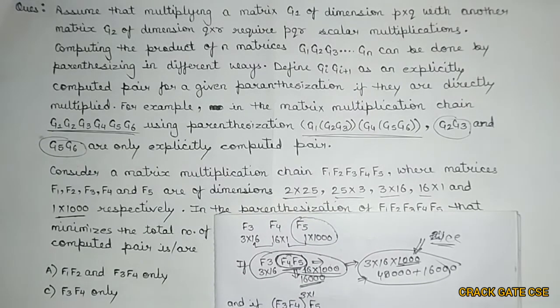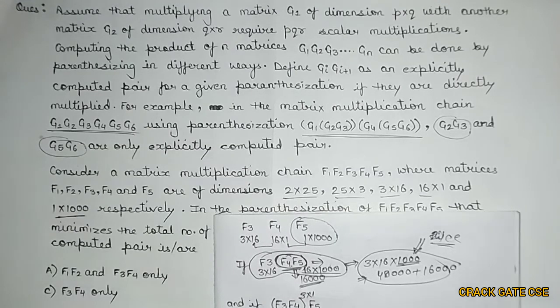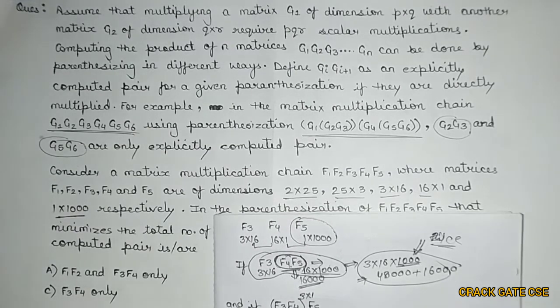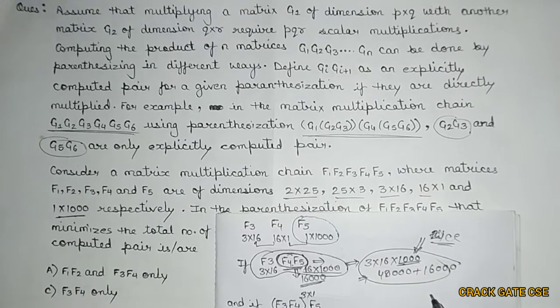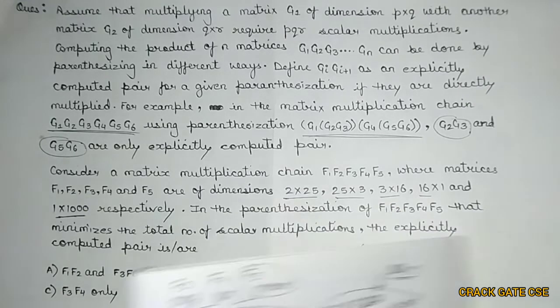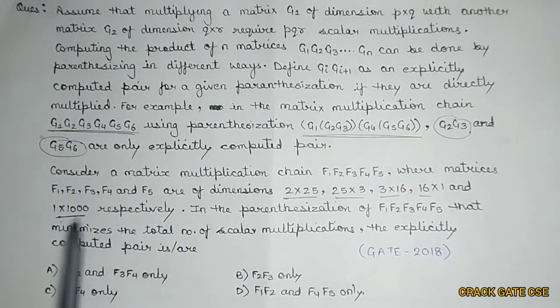I am writing it here, right? So now if you find out, it will be 3 into 1 into 1000. So this is 3000 and combinedly it is 3048. So here, because it participated only once, when we are multiplying at the last, it is giving us the minimum value. But when we are not multiplying it into the last, it is giving us the maximum value. So this gives an idea that F5 is to be multiplied at last.